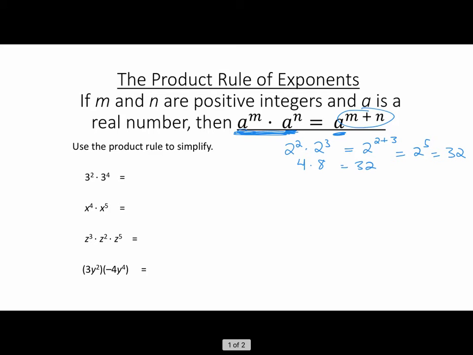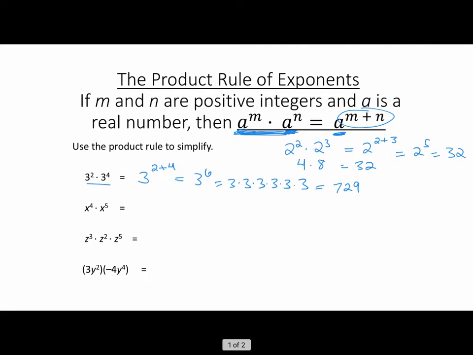Let's use this product rule to simplify some examples here. The first example, 3 squared times 3 to the fourth. We're multiplying the same base, 3, so we keep that base and add the exponents, 2 plus 4, which is 6. And it's a number base, so we can actually multiply this out. 3 times 3 times 3, 6 times. I'm just going to put that in a calculator. When we multiply those all together, we get 729.